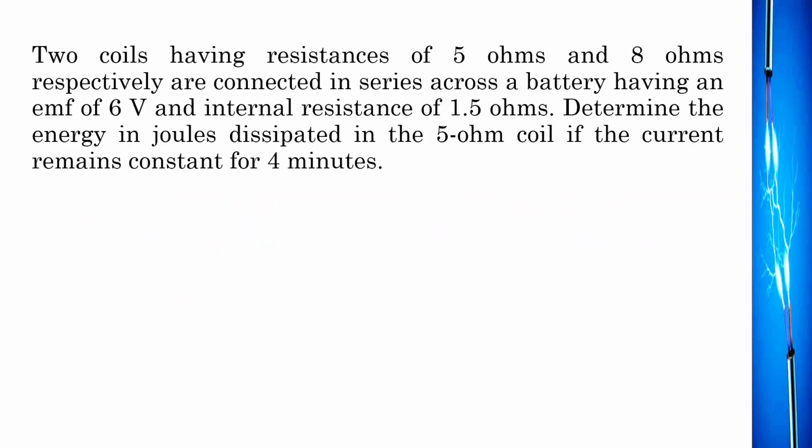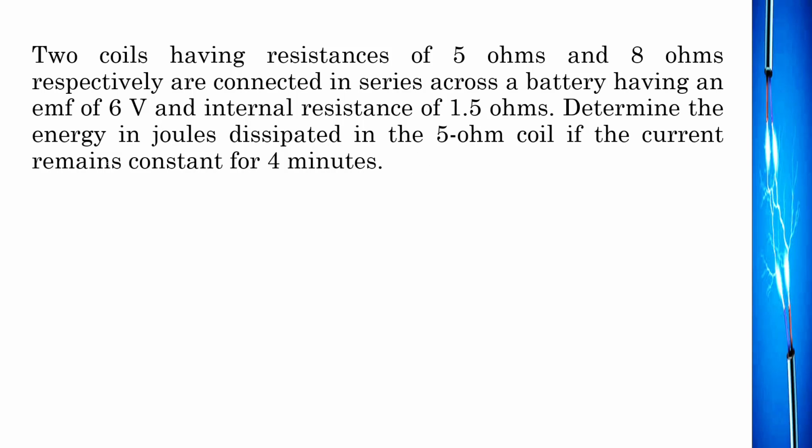So now, let's proceed here. Two coils having resistances of 5 ohms and 8 ohms are connected in series across a battery having an EMF of 6 volts with an internal resistance of 1.5 ohms. Determine the energy in joules dissipated in the 5 ohm coil if the current remains constant for 4 minutes. So what we need to get here is the energy dissipated in the 5 ohm.